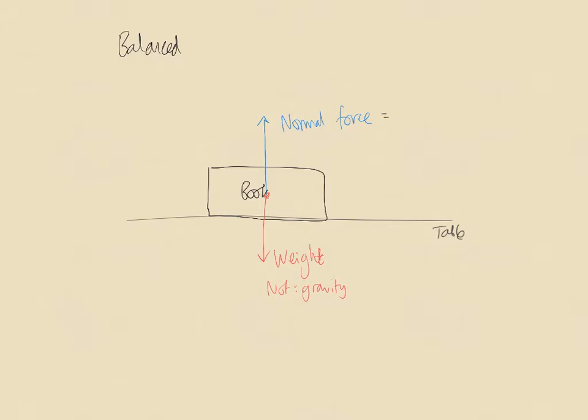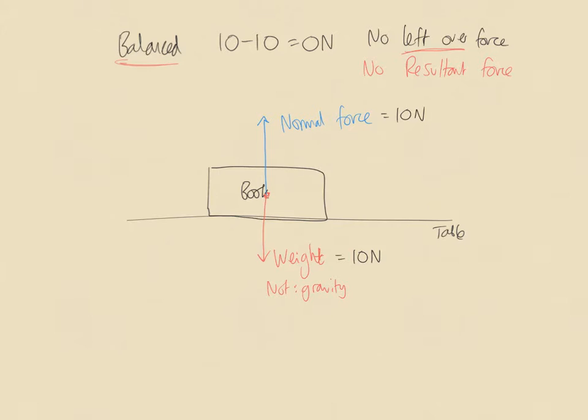Say the normal force was 10 newtons. We know the weight would be 10 newtons, and therefore the force is balanced. 10 minus 10 gives me 0 newtons, so there is no leftover force. Now this is a bit of a big word here, so it's replaced in physics by the term resultant force. So there is no resultant force when things are balanced.